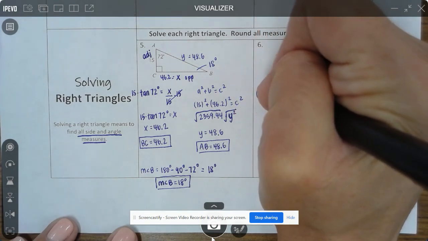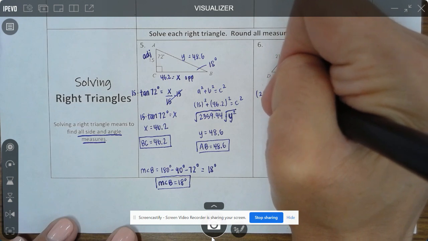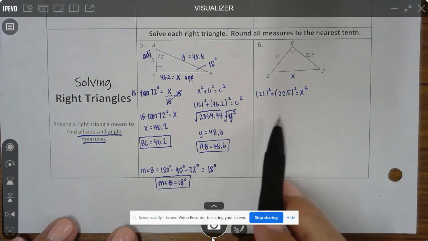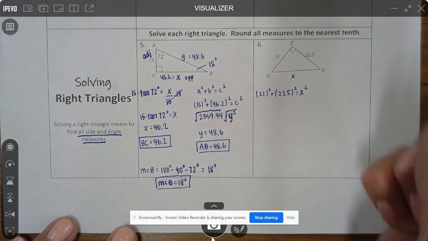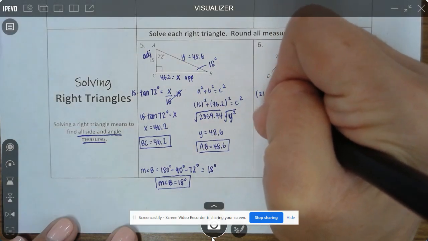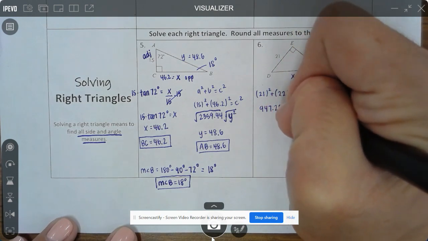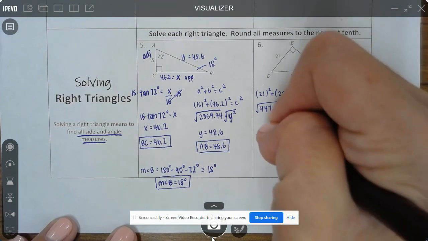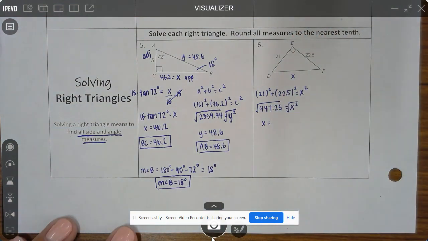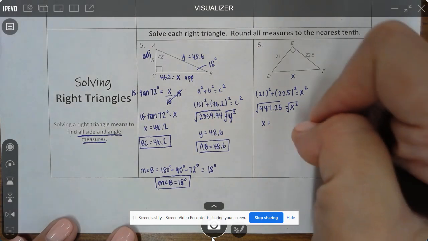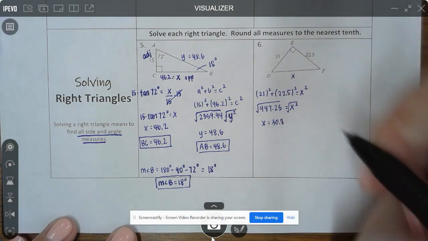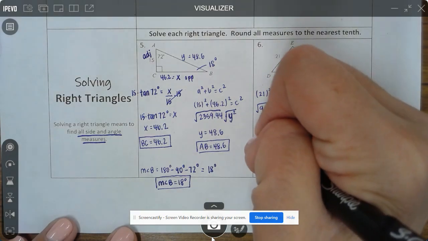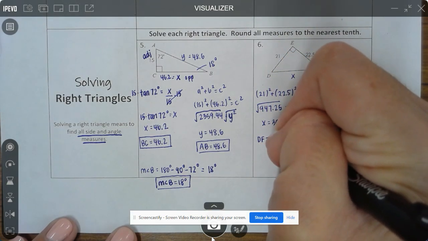So 21 squared plus 22.5 squared is equal to my hypotenuse, x squared. These two would be, I think, 947.25. And then to solve for x, I can go ahead and square root that. So x, if I round to one decimal place, would be about 30.8. So that means that this side length of my triangle, DF, is 30.8.